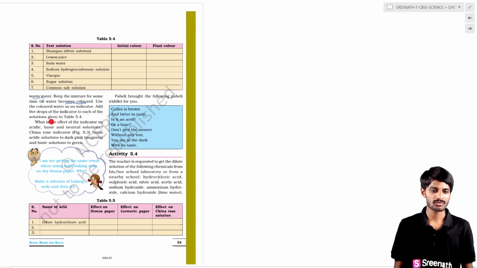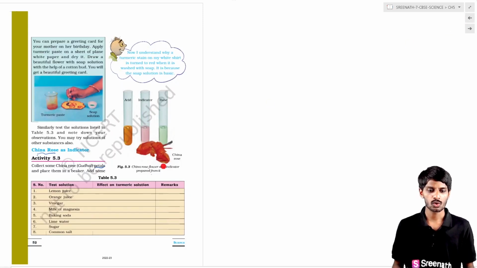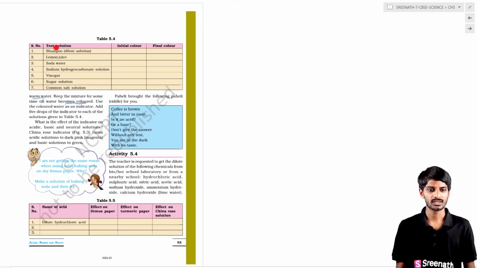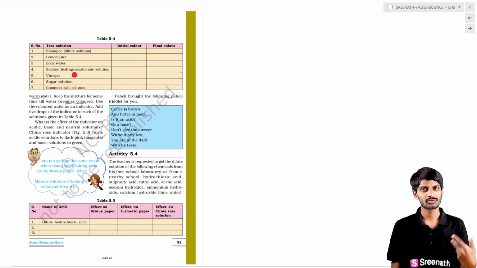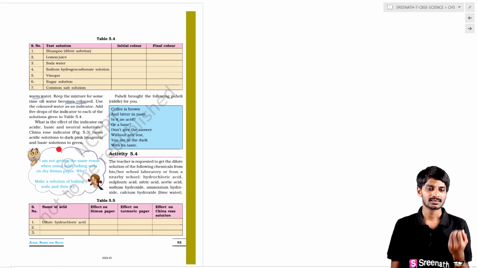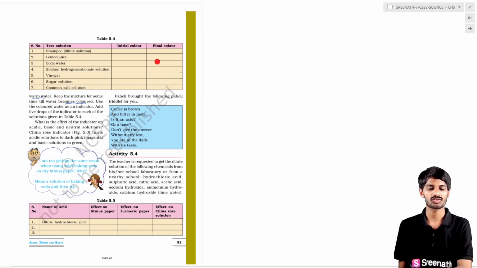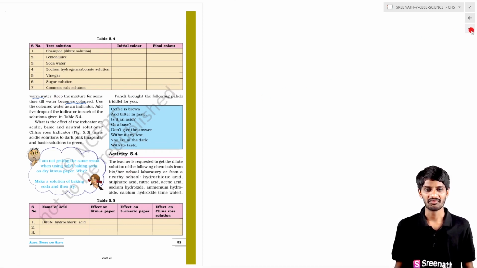Now, you have to add 5 drops of indicator to each of the solutions given in Table 5.4. You have to add that indicator solution to all these solutions and observe the color change. That is another indicator we have.